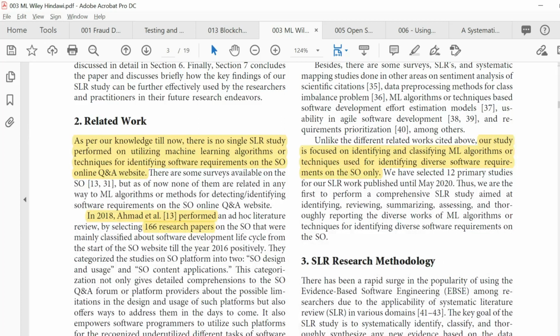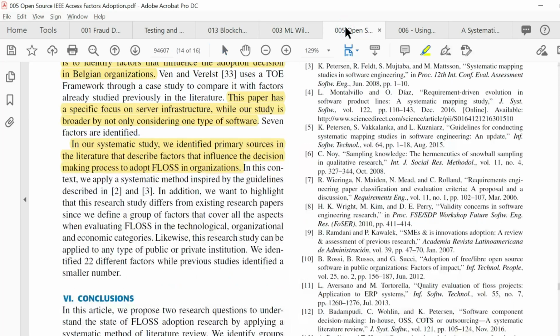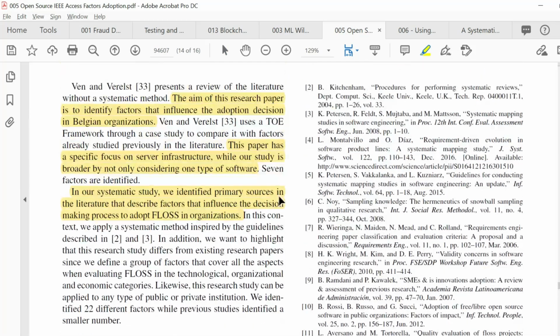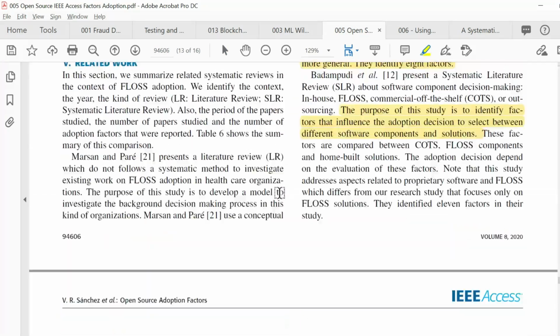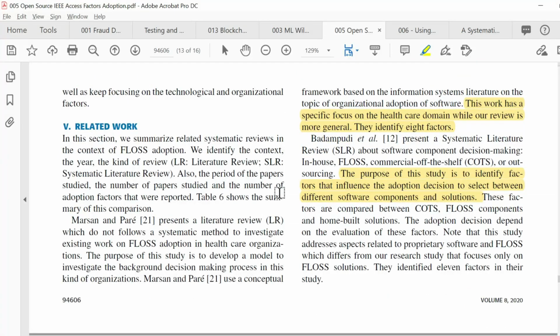Okay, so that was the fourth paper. Let's go on to the fifth paper now. And this paper is interesting. In this paper, the related work is written at the end of the paper. So it's the last section. But the write-up is more or less similar.